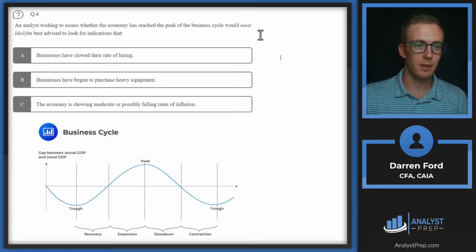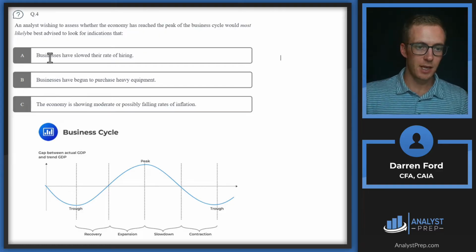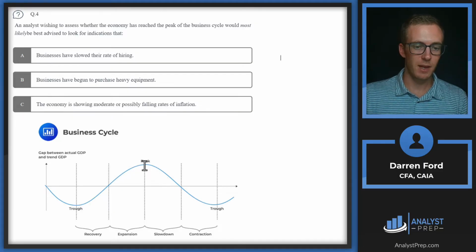Would most likely be best advised to look for indications that A, businesses have slowed their hiring. That sounds like a pretty good indication. If we're just looking at the business cycle here, once we start to get up to this peak, we're getting to the end of that expansion. And so this generally means that there's going to be lower or slowing demand. And when you have slowing or less demand, you're not going to need to be hiring as many employees to meet that slowing demand. So A could definitely be our answer.